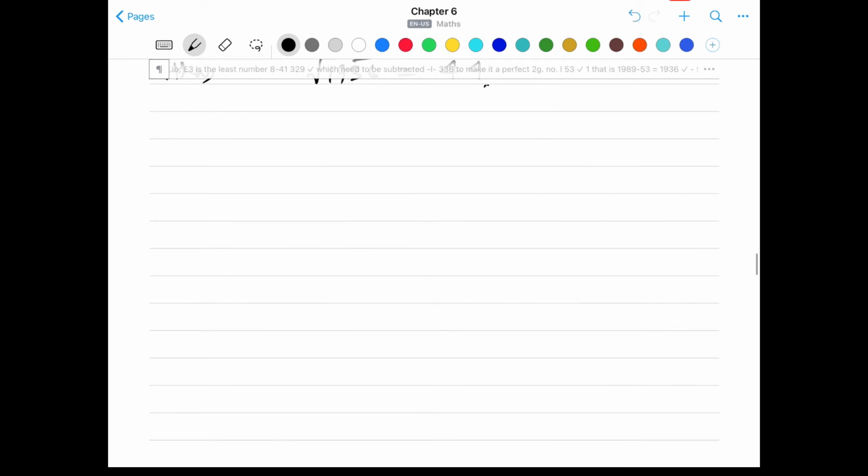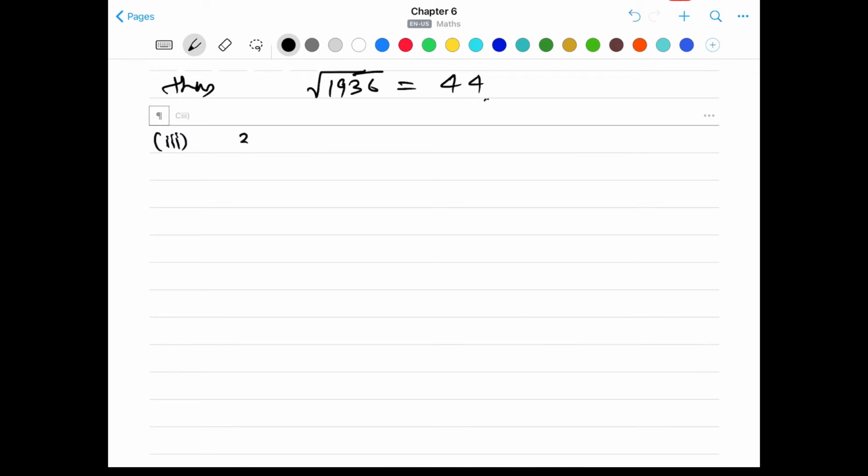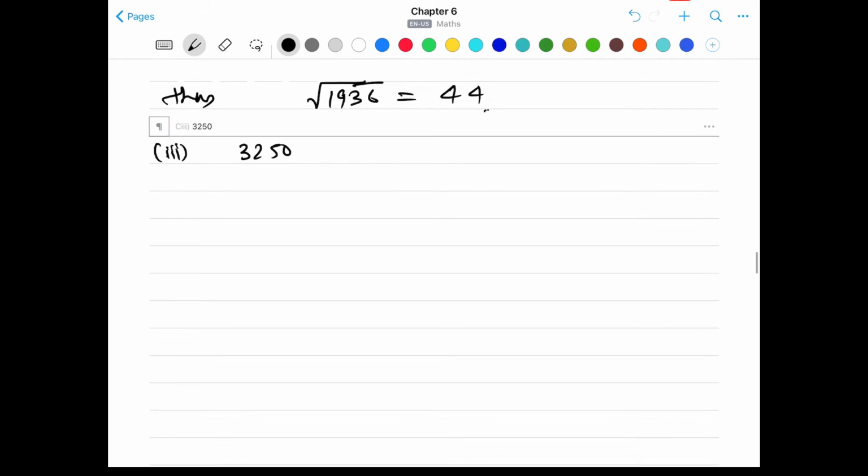In a similar way we will do the next part. We have part third. The number given to us here is 3250. Again we'll start by finding its square root by the division method. So write the number 3250. Mark one line in front of it like this and one on the upper side. Then we have to make pairs of digits from the right hand side. So we have 50 and 32.